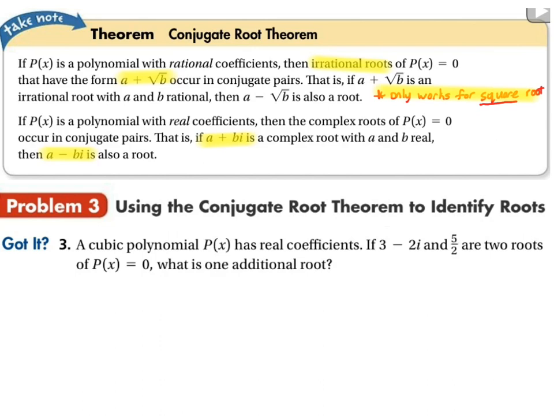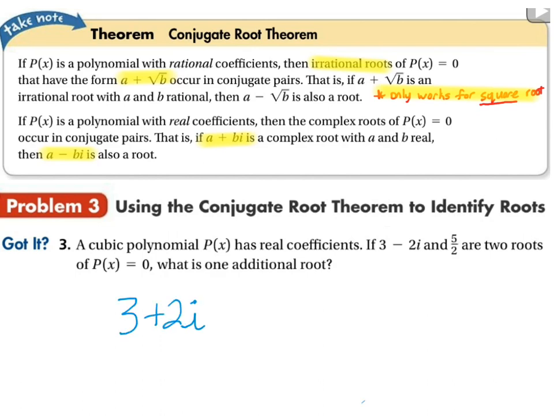So looking at the next problem then, it says, hey, we have a cubic polynomial, so I know it's third degree. It gives me a root of 3 minus 2i, and 5/2 are two of the roots. It says, what's the additional root? Well, I always want to look at these problems and see, do we have imaginary numbers? Do we have square roots in them? And we can see we have an imaginary.